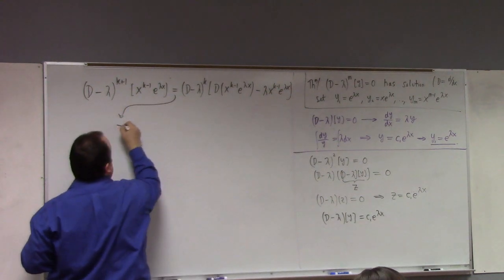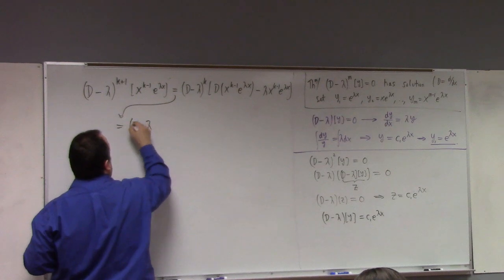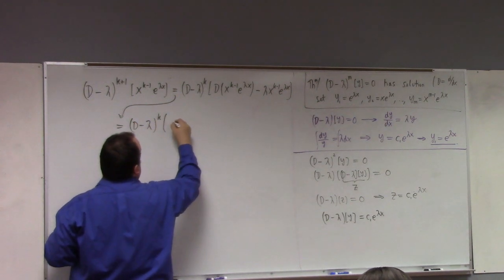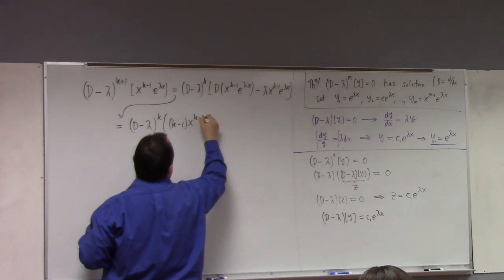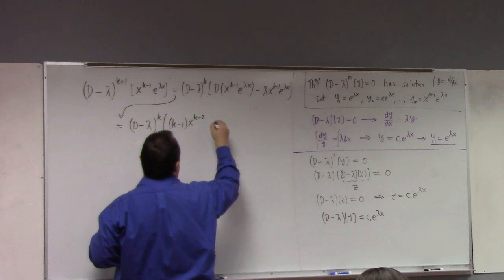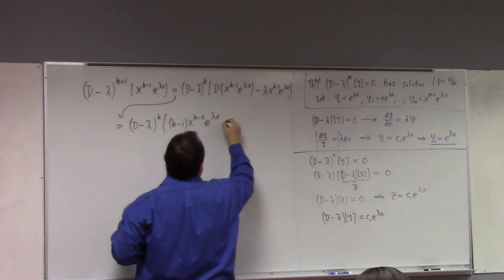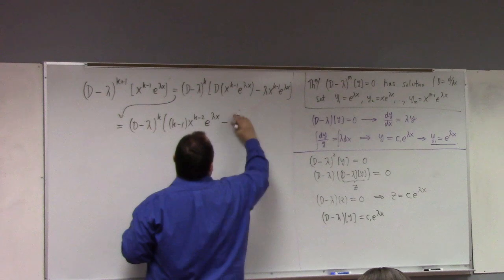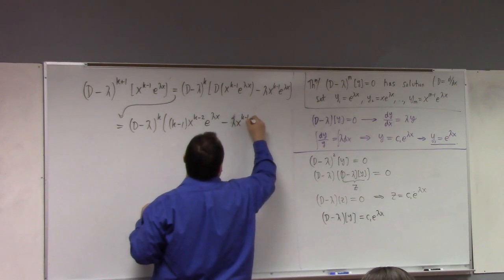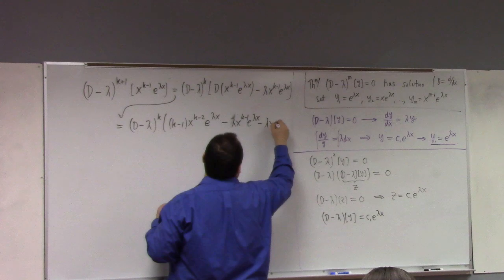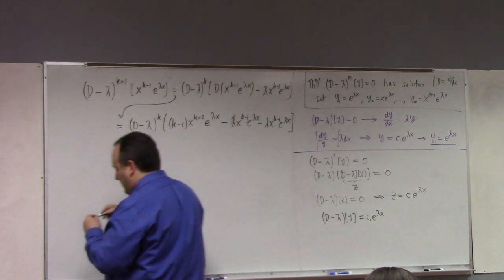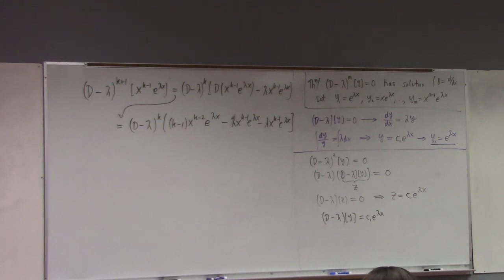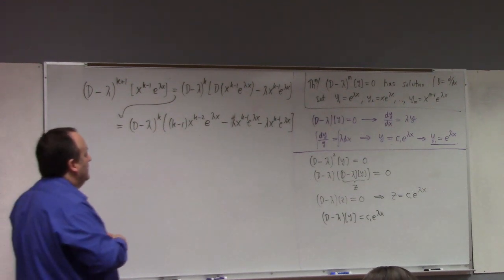And what's that give us? That gives us d minus lambda to the power k acting on k minus 1 x to the power k minus 2 e to lambda x minus lambda x to the k minus 1 e to lambda x, minus lambda x to the k minus 1 e to lambda x. Again, those terms cancel. Yep. Oh yeah, thank you. Which one was positive?